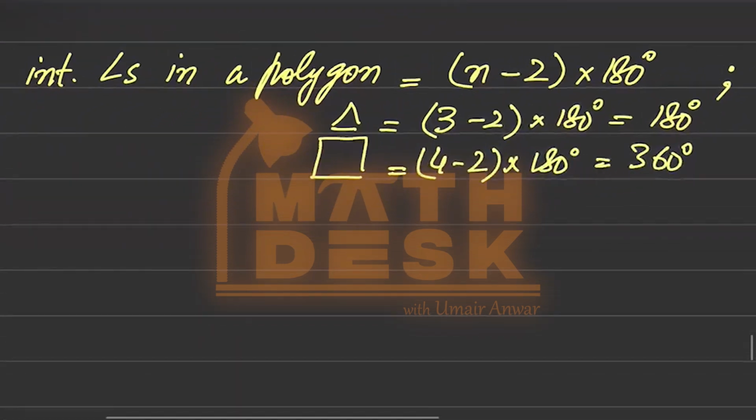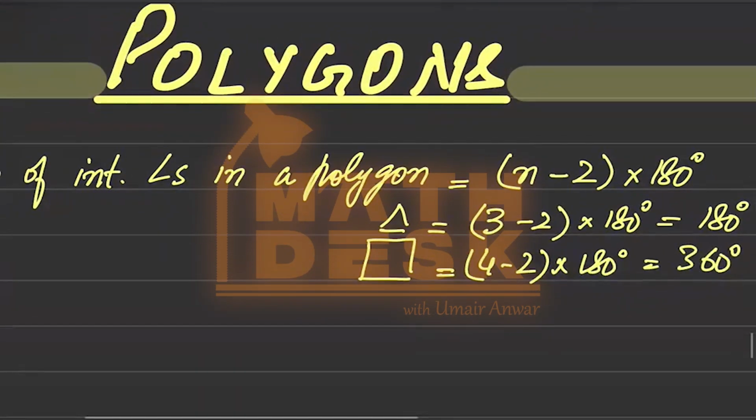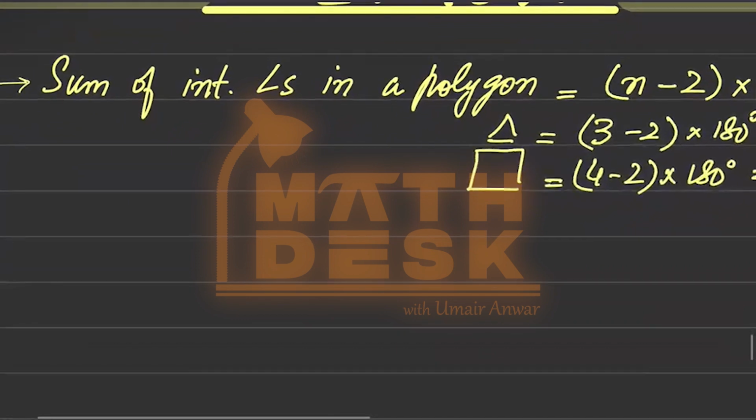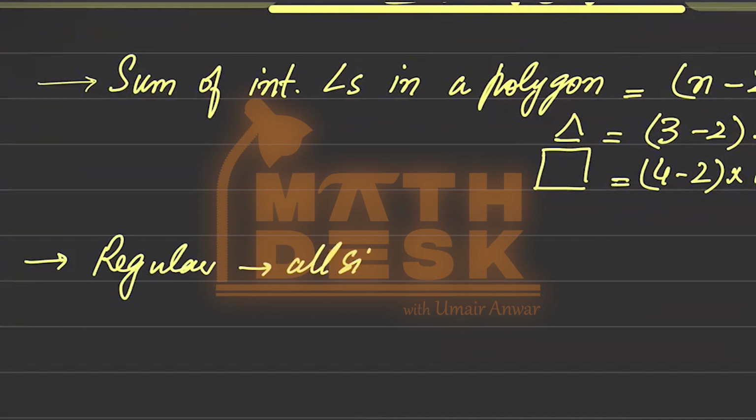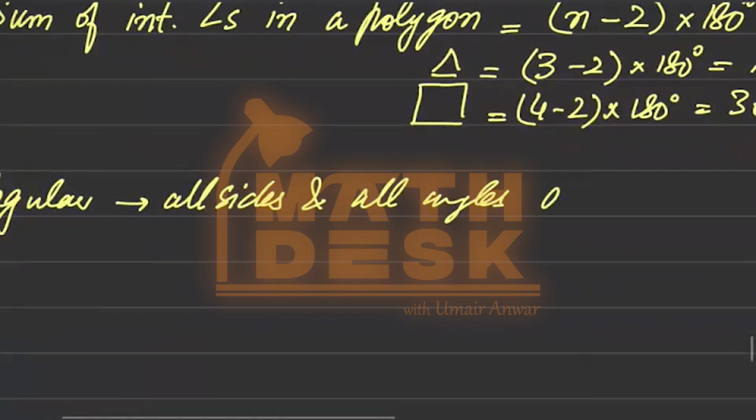A polygon could be of two types, a regular polygon and an irregular polygon. So what is a regular polygon? When all sides are equal and all the angles are equal to each other. So when all the sides and all the angles are equal in a polygon, it is called a regular polygon. Otherwise, it is called an irregular polygon.